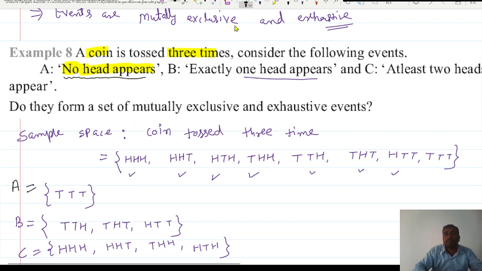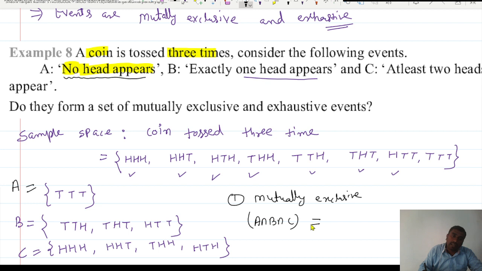Let us check. First, let us check for mutually exclusive. For mutually exclusive, their intersection should be φ. Whenever we take the intersection A intersection B intersection C, clearly it is φ. There is nothing common. So yes, this is φ. This implies this is mutually exclusive.